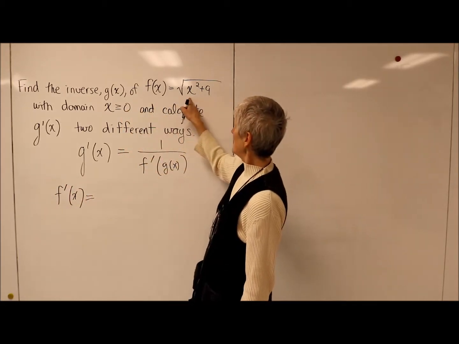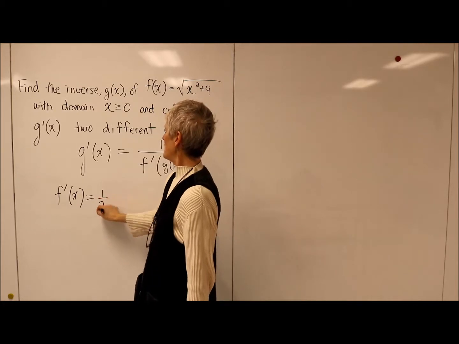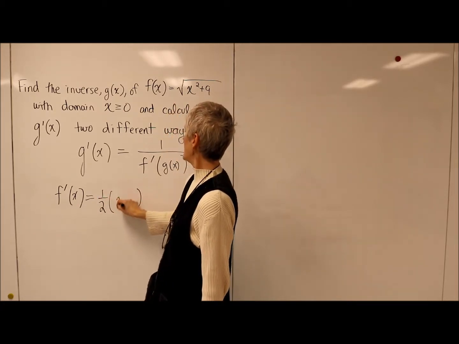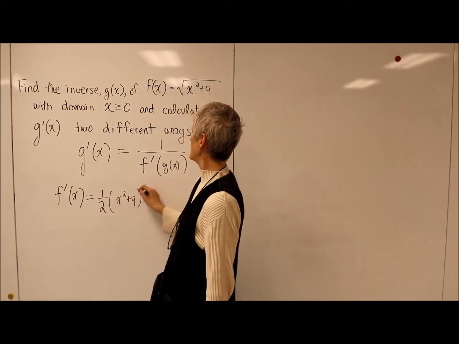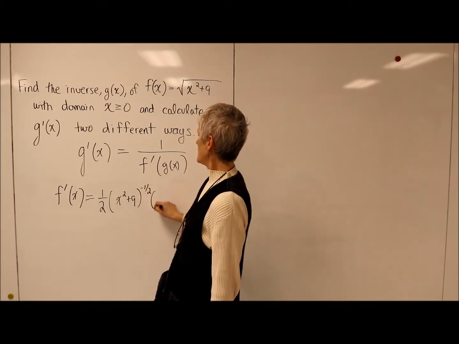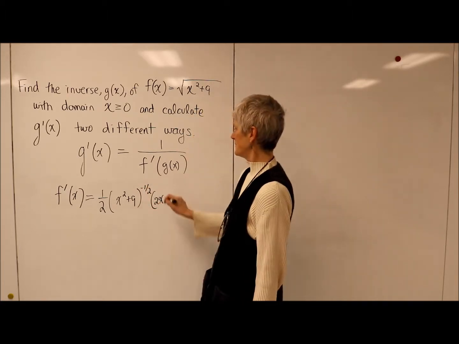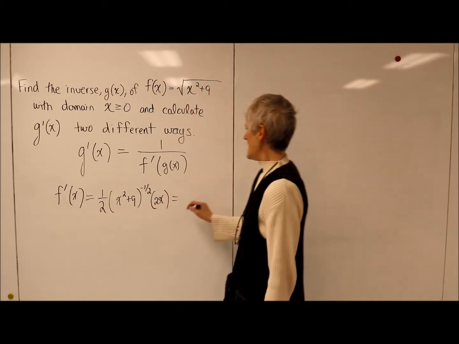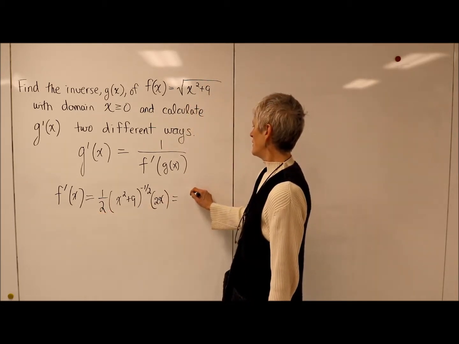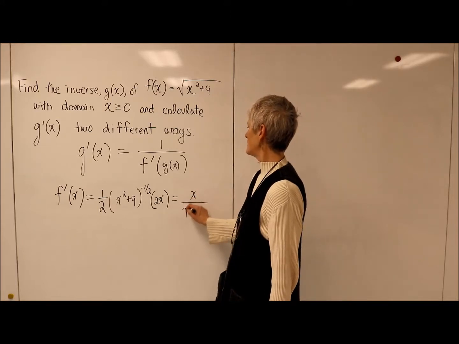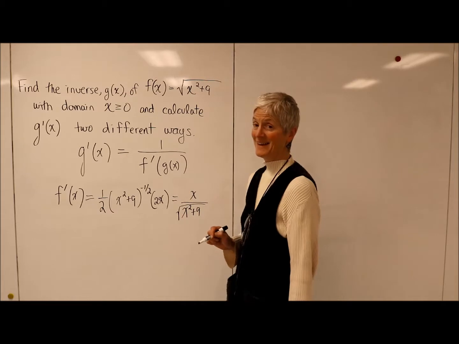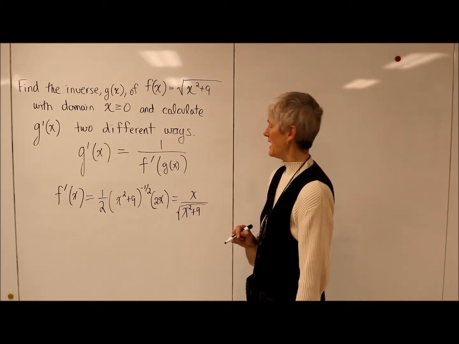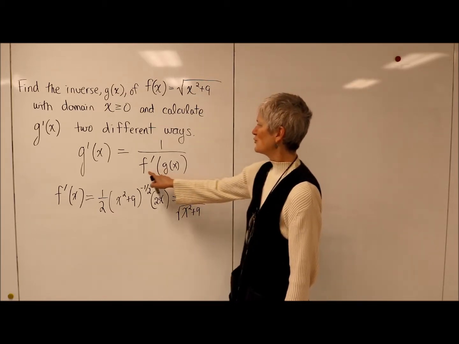F prime is, the derivative of f prime is 1/2 times (x squared plus 9) to the negative 1/2 times 2x. Chain rule. Which simplifies to x over (x squared plus 9) to the 1/2. Wow, that's funny, isn't it? Okay, so that's our derivative.